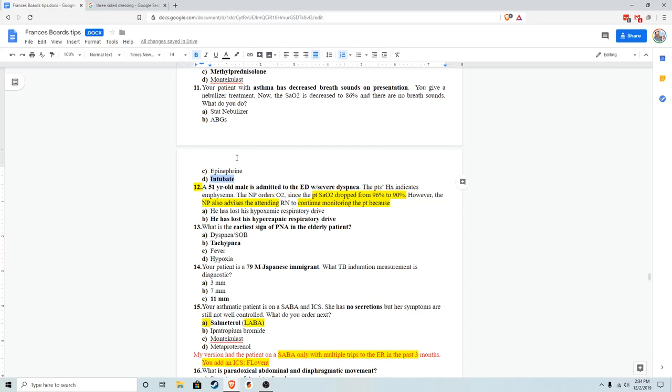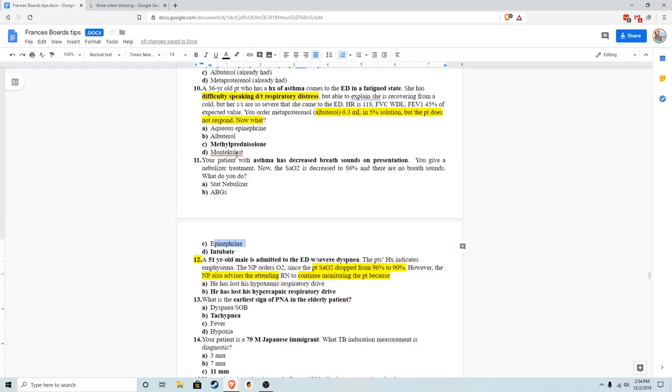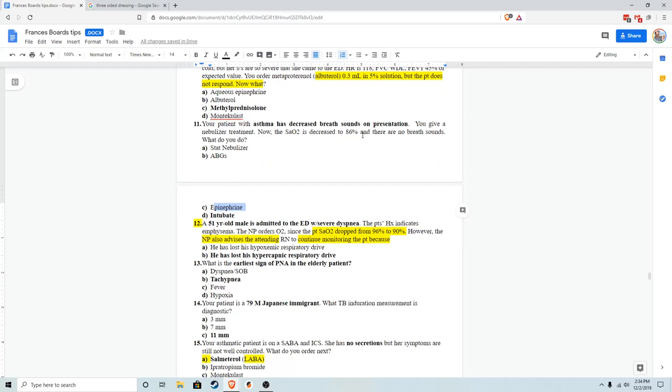That buys you time to get steroids in her. If you feel it's from an allergic reaction, you can give IV epinephrine all you want. That's cool. But when it comes to ED medicine, it's always ABC: airway, breathing, circulation. We're losing our airway. She's not breathing well. We have to do something emergent. That's intubate.